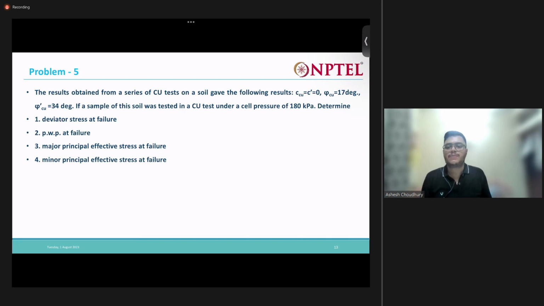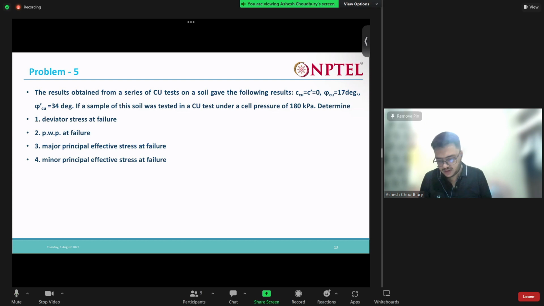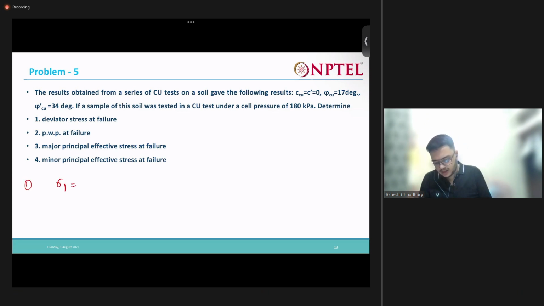If the sample of the soil was tested in a CU test under a cell pressure of 180 kPa, determine the deviator stress at failure, pore water pressure at failure, major principal effective stress at failure, and minor principal effective stress at failure. Okay. First, let us find out the deviator stress at failure. For that, what can we do? We can simply find the major principal stress first.